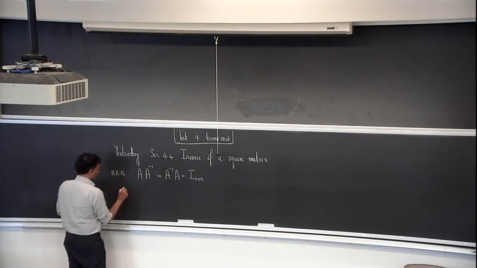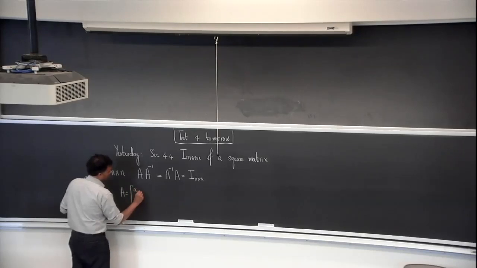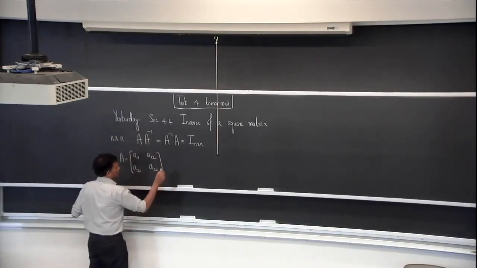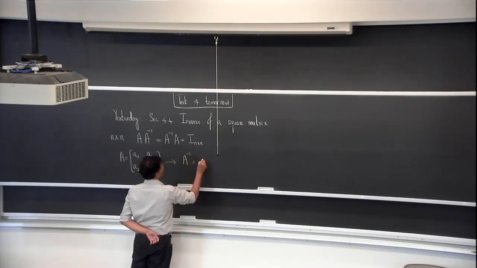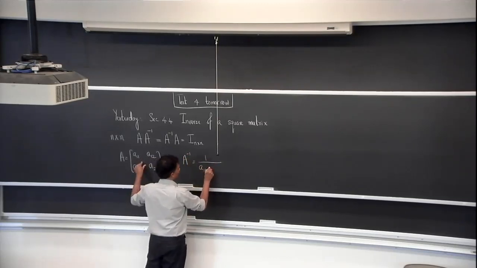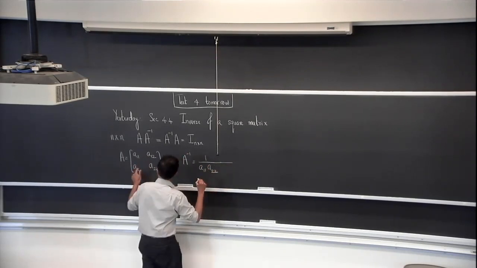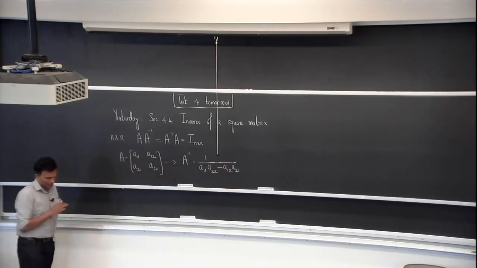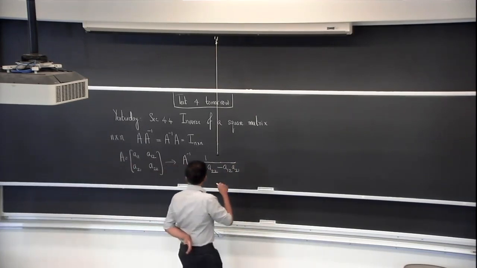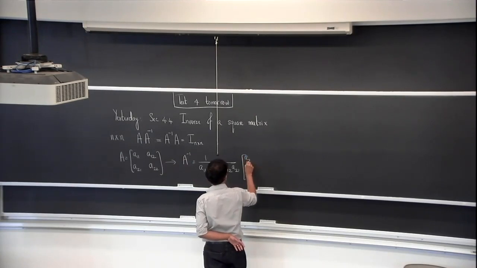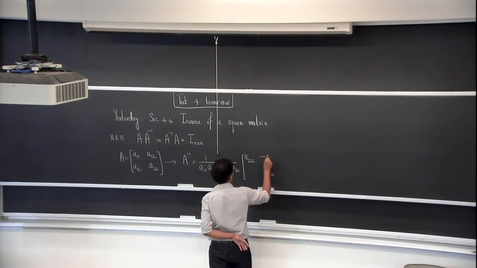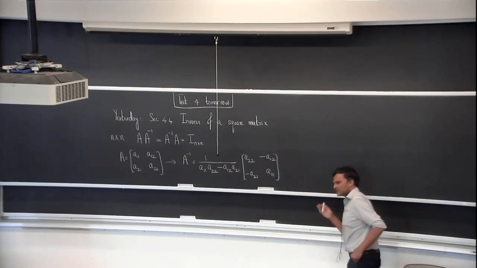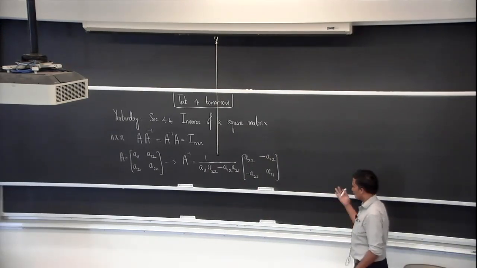In particular, if A is a 2 by 2 matrix with entries A11, A12, A21, A22, you can write its inverse as 1 divided by A11 A22 minus A12 A21, which I know some of you might recognize as something related to the matrix, but we'll give it a name in a few minutes, times the matrix A22, negative A12, negative A21, A11. But this nice formula works only for a 2 by 2 matrix. It doesn't work for bigger matrices.